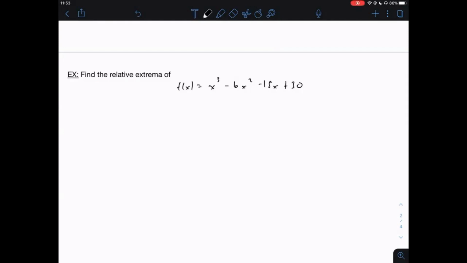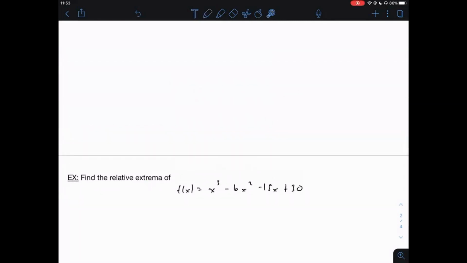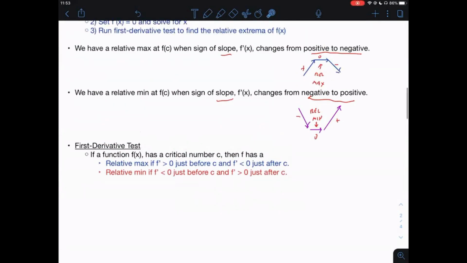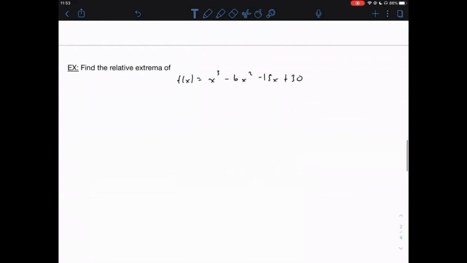Now, to find the relative max or min of a function, we have to first find their critical numbers. And in order to find the critical numbers of the original function, we have to first find the derivative. So first step, let's find the first derivative here.